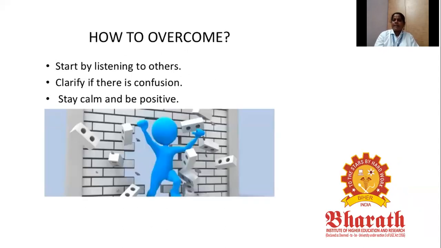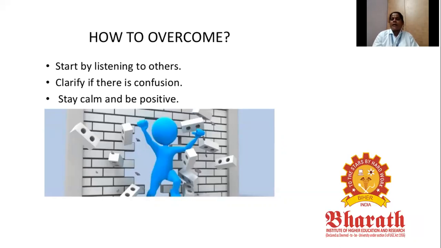How do we overcome that barrier? Start by listening to others. I am the sender, you are the receiver. I start by clearly explaining and communicating to the receiver. If there is confusion, clarify the confusion. Stay calm and be positive. There should be no emotion and no negative thought toward the receiver. Stay calm and positive. These are the barriers to communication, so avoid these obstacles to communicate easily.